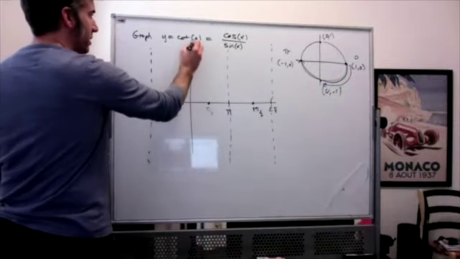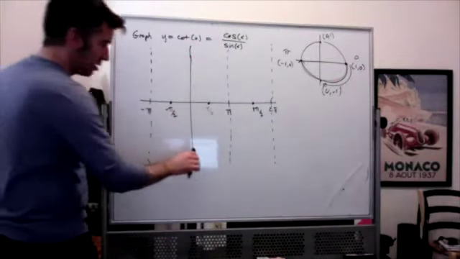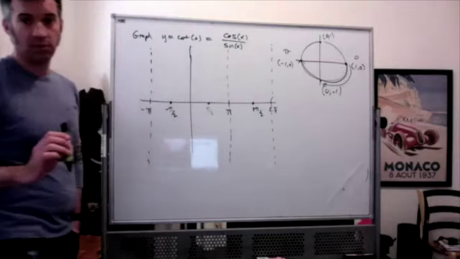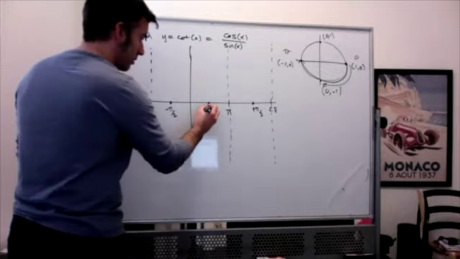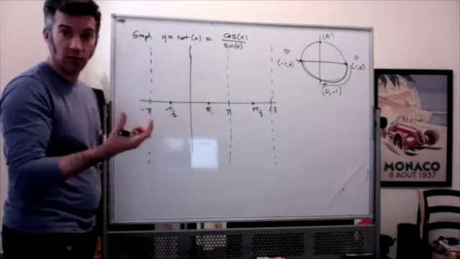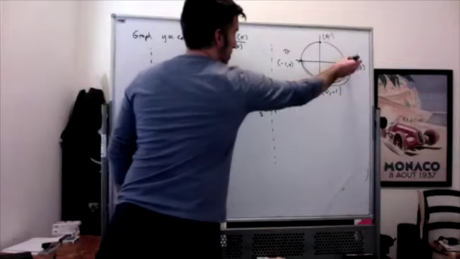Okay, so the only difference is tangent goes up from left to right, but cotangent goes down from left to right. And here's the way I kind of think about it. 0 to pi over 2.